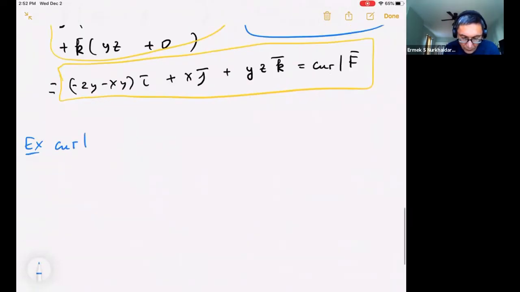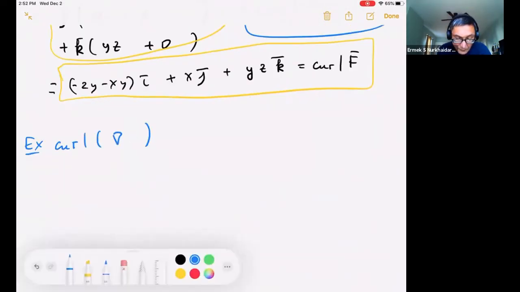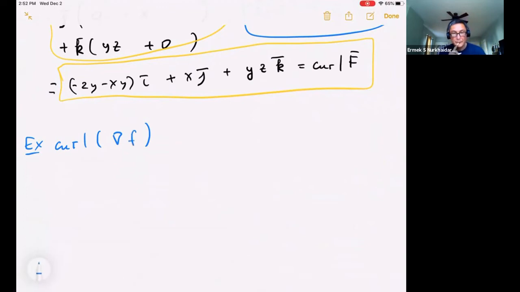So, curl of gradient. You remember the gradient of f is going to be the derivative with respect to x, derivative with respect to y, derivative with respect to z, right? That's the definition of gradient. Gradient of a function. So that's not divergence. There is no dot product. It's just the gradient. Okay, so let's calculate the curl of it.